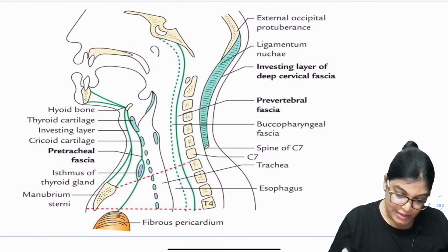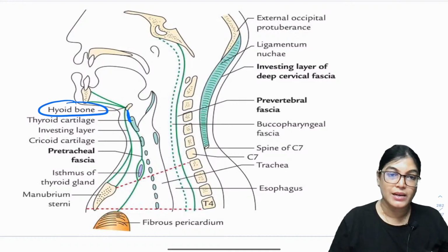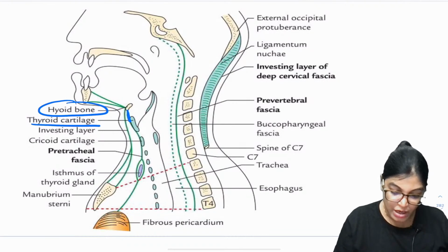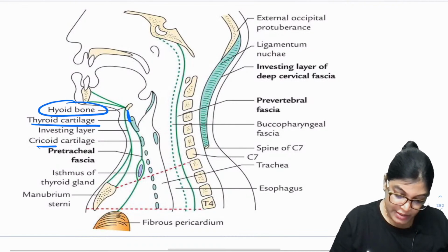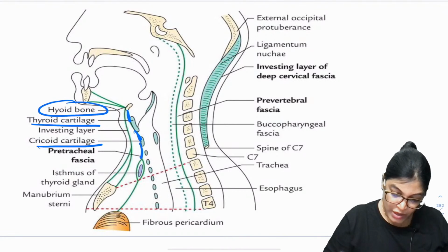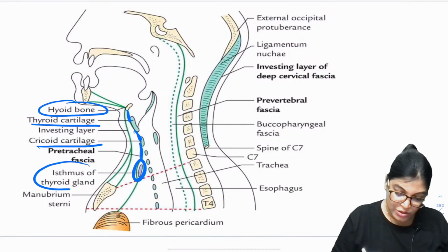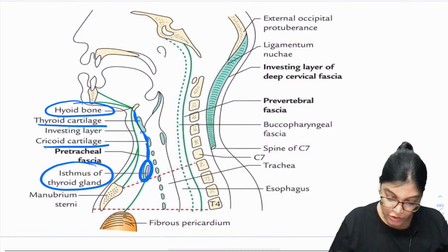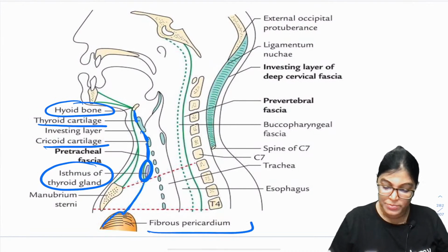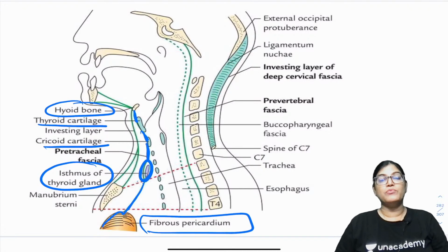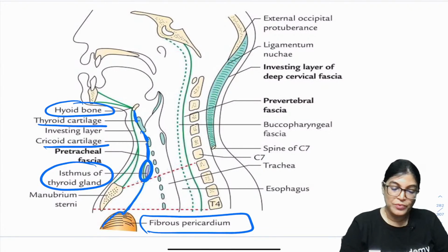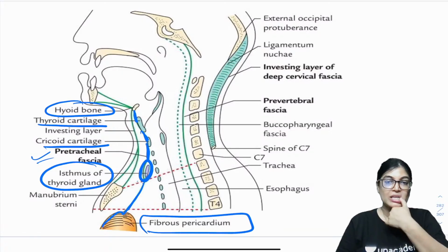So, here you can see this is the hyoid bone. From the hyoid bone, I am using blue color, it is attached to the thyroid cartilage and to the cricoid cartilage. Lower down, it is moving, forming and enclosing the gland. Which gland is it enclosing? Thyroid gland. Lower to it, it is merging with which structure? Fibrous pericardium. So, this is the whole details of pretracheal fascia.